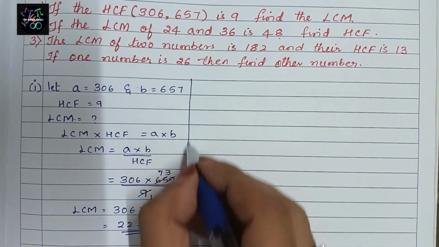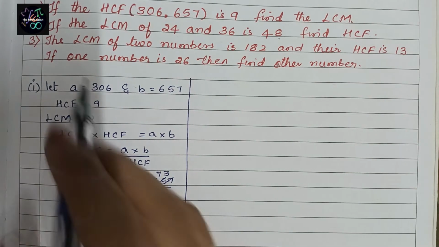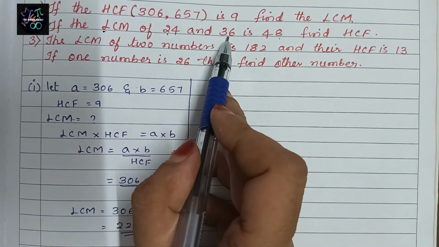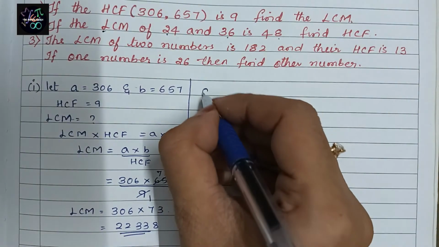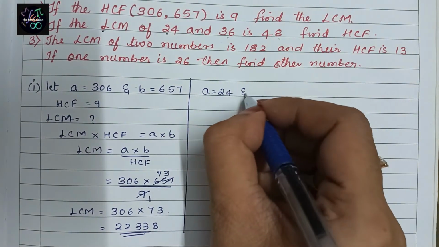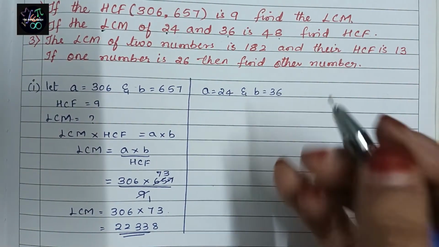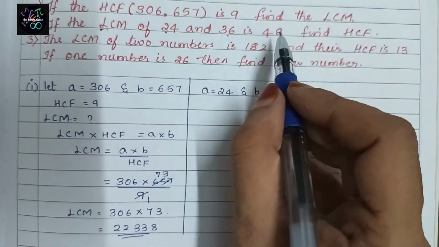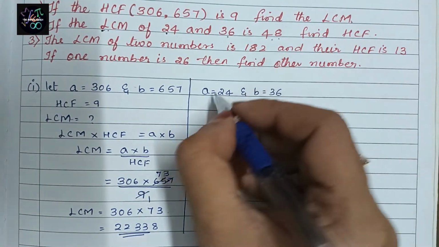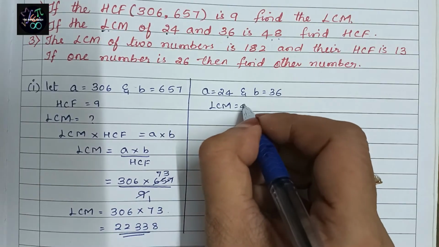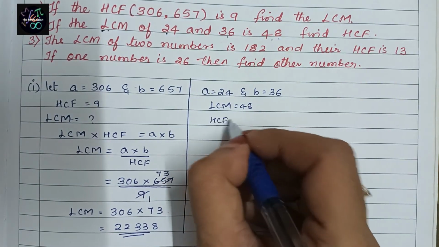Let us see the second question. In the same way, what have they given? The LCM of 24 and 36. These are the two numbers. Let us take A as 24 and B as 36. And the LCM is 48. We should find the HCF.